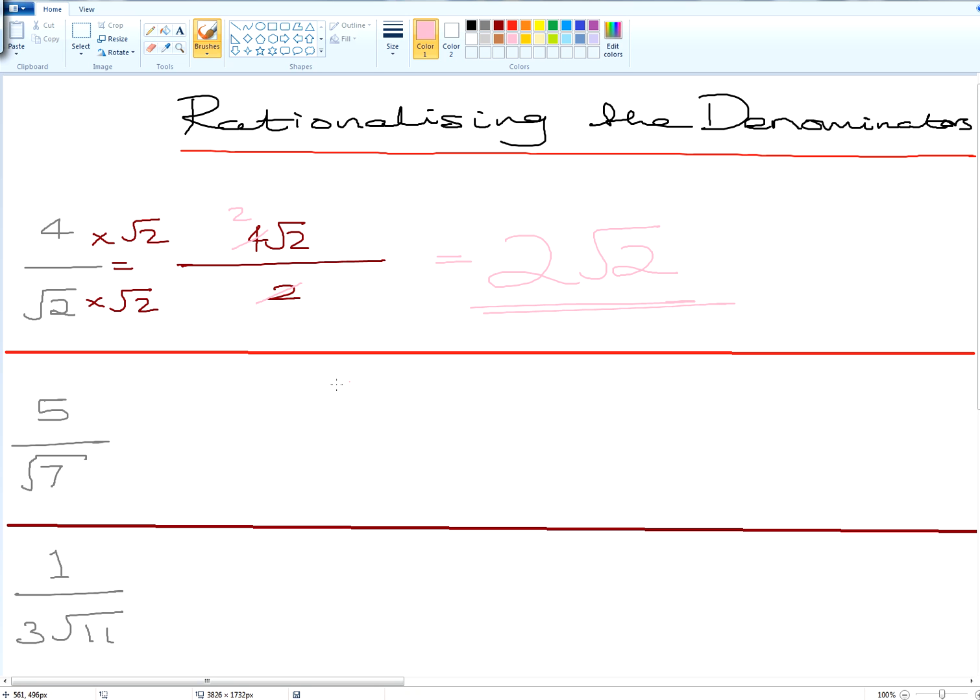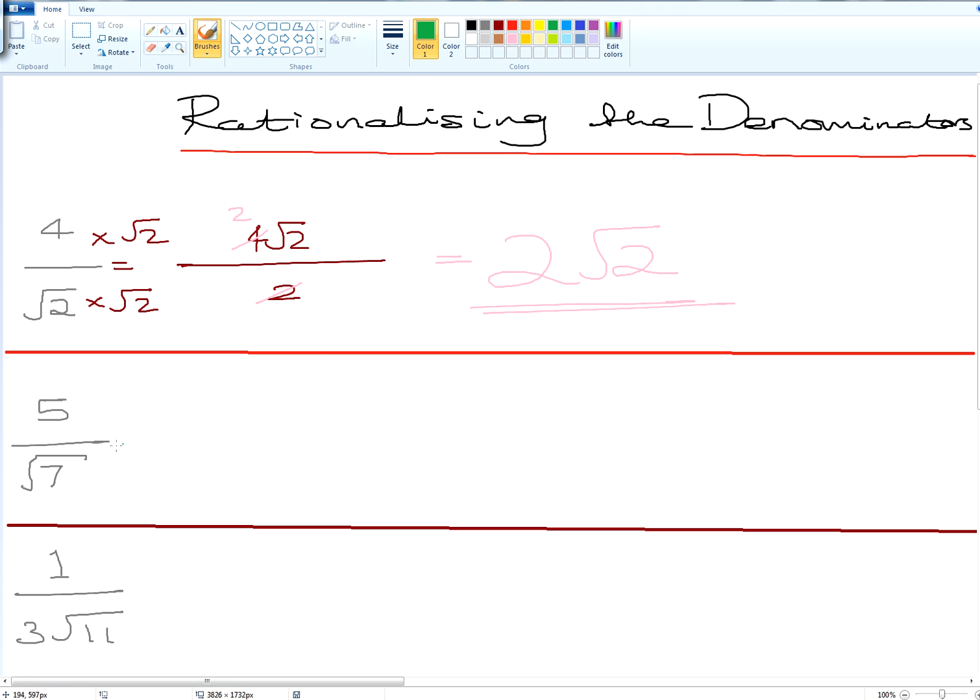Okay. So the bottom has been cancelled completely. And we got a third on the top now. But has the denominator been rationalized? Yes. So it doesn't matter that we got now a third on the top. That's irrelevant. The most important thing is we have got to remove the third from the bottom. Lovely.